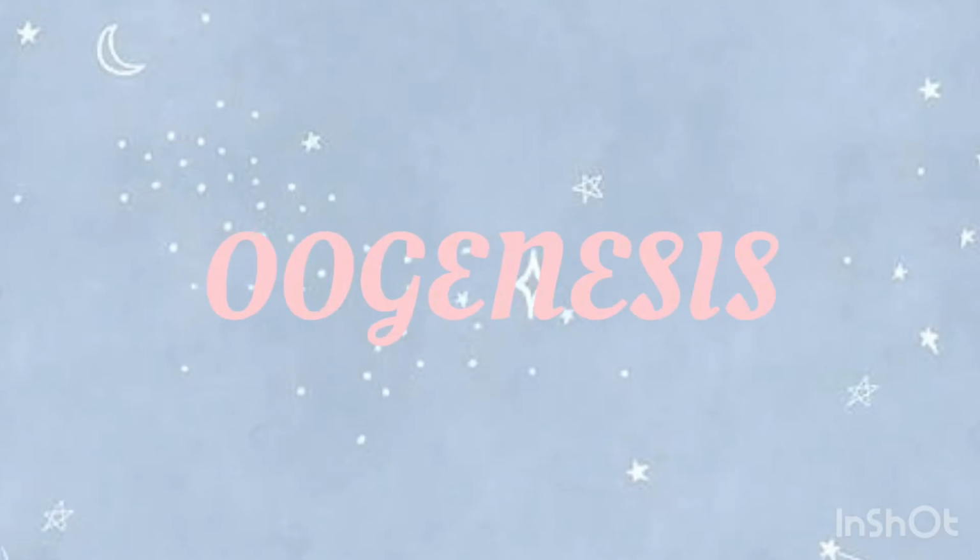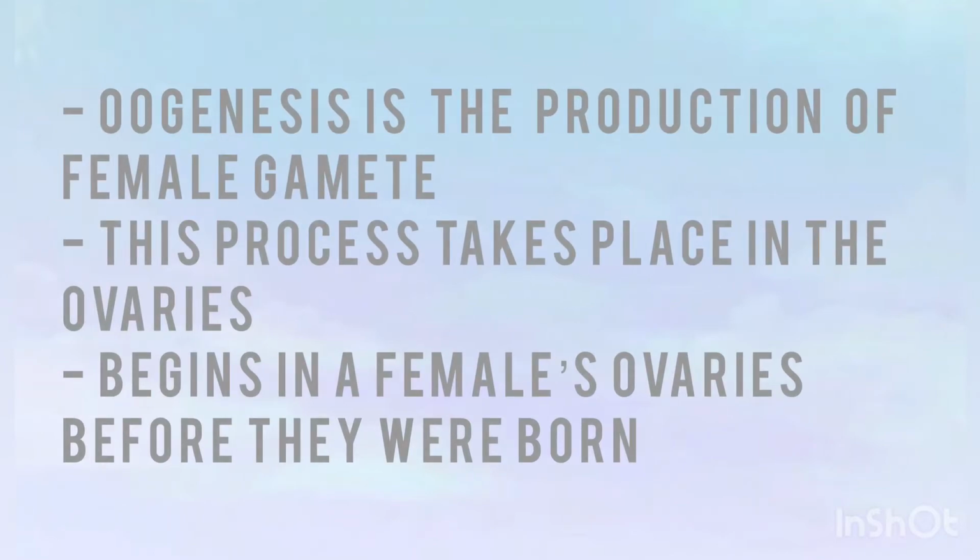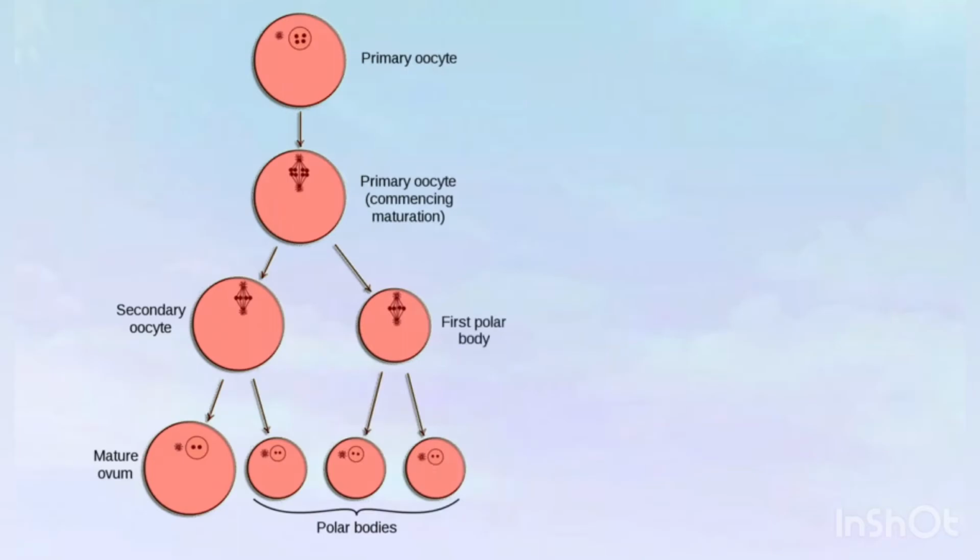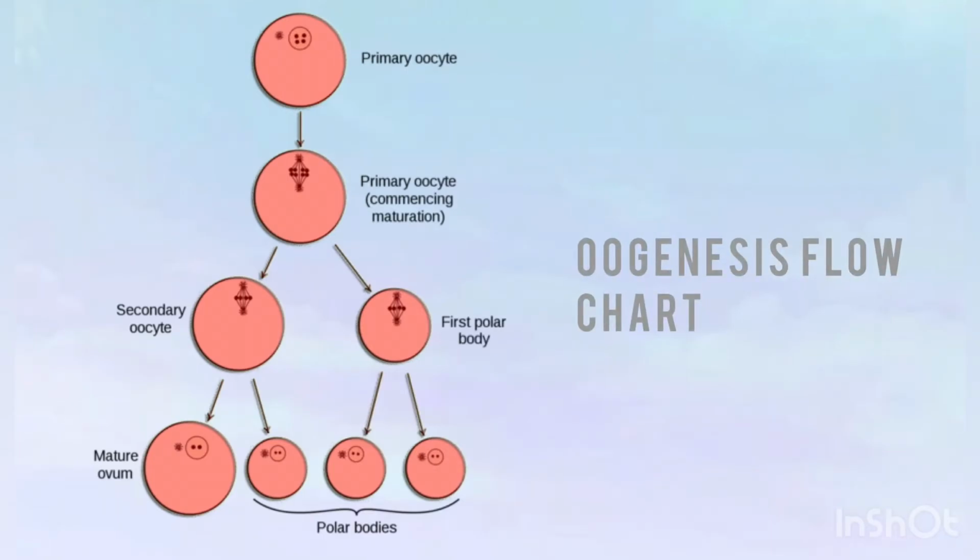Now let's move on to oogenesis. Oogenesis is the production of female gametes. This process takes place in the ovaries and begins in the female ovaries before they are born. Now let's take a look at the oogenesis flowchart.